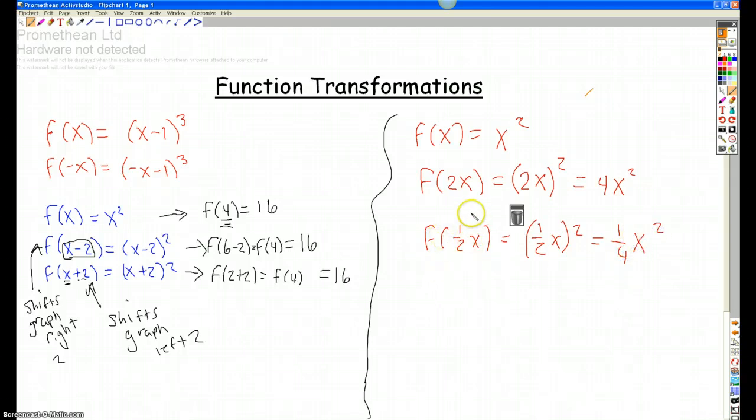Alright, now the common misconception again is to think that, oh, well, I'm just going to multiply my x values by 2.